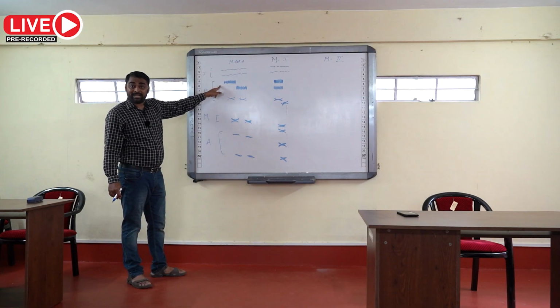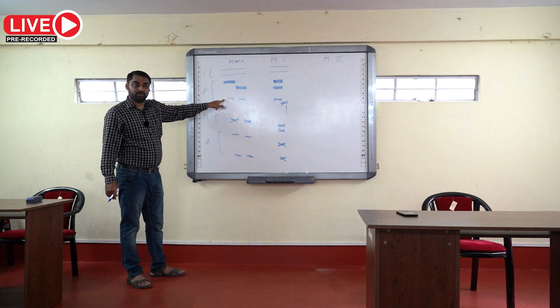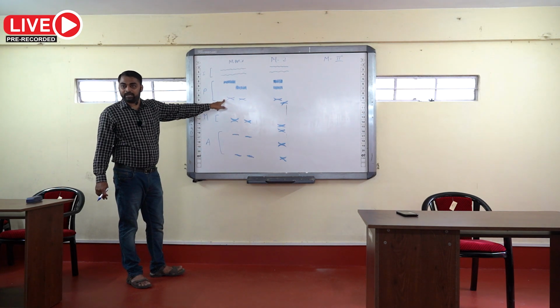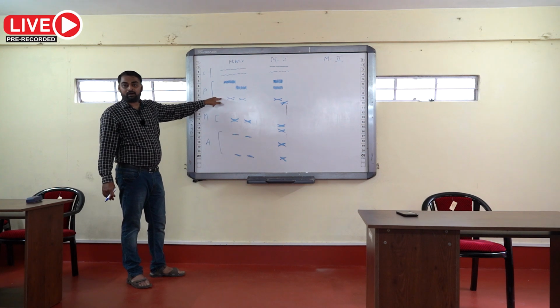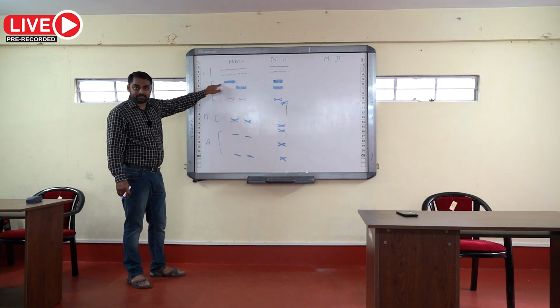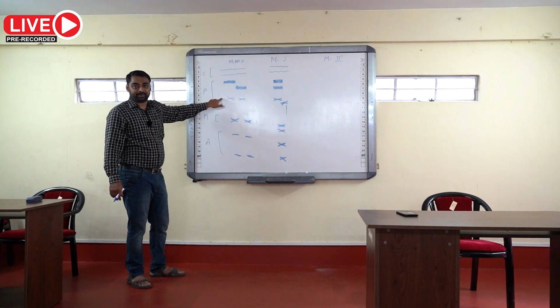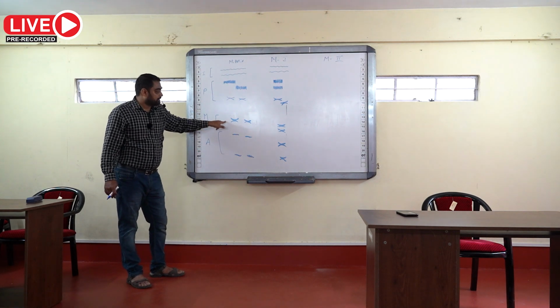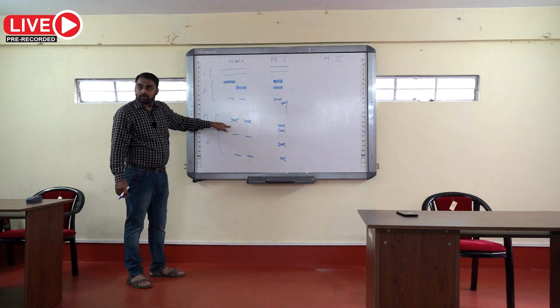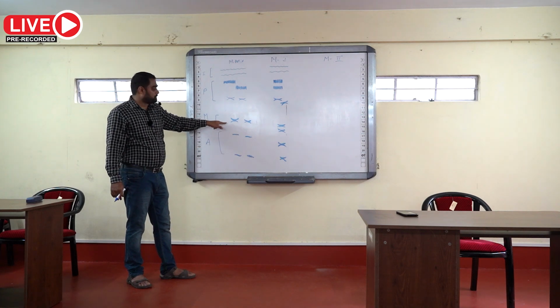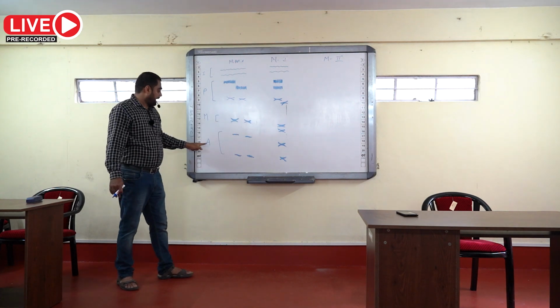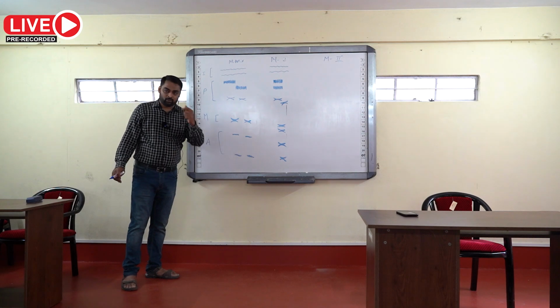Prophase: condensation of the nucleus and appearance of chromatids. For every nucleus, every chromosome, we see the condensation of the chromosome. Chromosome condenses and chromatids start appearing. Metaphase: lining up of the chromosomes along the equator. Anaphase: separation of the chromosomes.